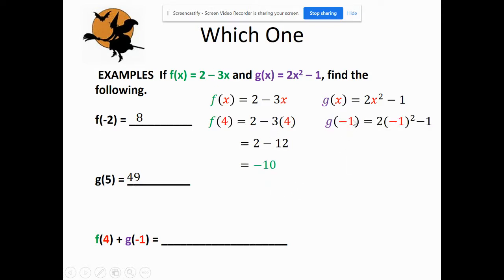And here I'm going to put a -1 in here. Now remember, when we had this a while ago, -1 squared is like a +1. So 2 times 1 is 2, minus 1 is 1. So basically I have -10 plus 1, which is what? -9. My answer there is -9.